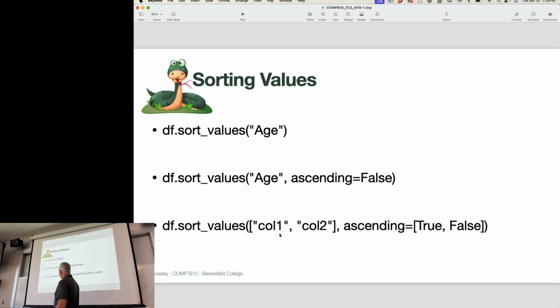You can also, if you want to get really advanced, use 2 columns. Like if you have a million lines of data, you're probably going to have more than one Bill in there. So you might sort by name and then age. And then you could say ascending, true and false. So you can get pretty complicated with your sorting. Again, this would all probably fall into the category of data wrangling. So getting to know the data a little bit.